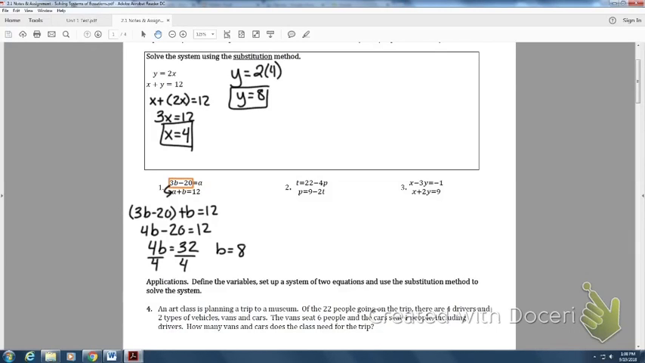Once I find that one, both equations are pretty easy to plug b back into. Okay, I would probably do the second one. So a plus 8 equals 12. Then all I have to do is subtract 8, and a is 4.